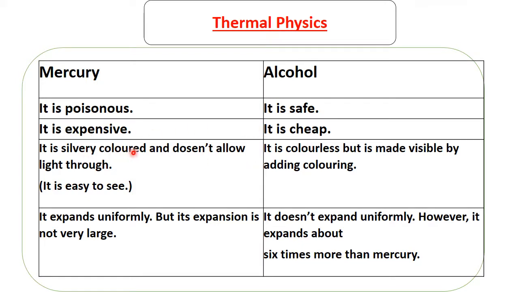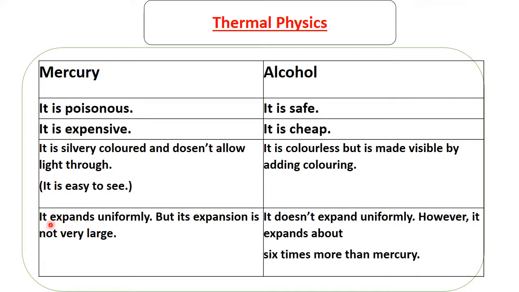Mercury is silver colored and doesn't allow light through. So it is easy to see mercury because of its silver color and the fact that it does not allow light to penetrate through it. Well, alcohol is colorless, which means that any expansion will be difficult to see because it doesn't have a color. So what we do is we add what are called coloring agents.